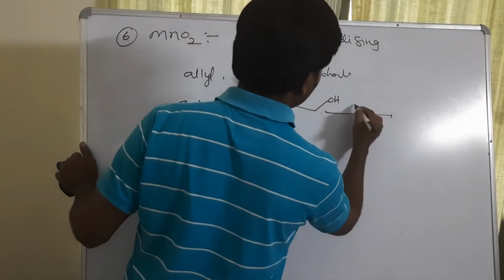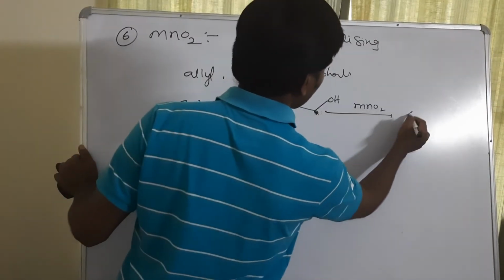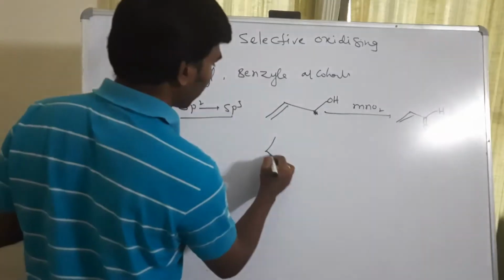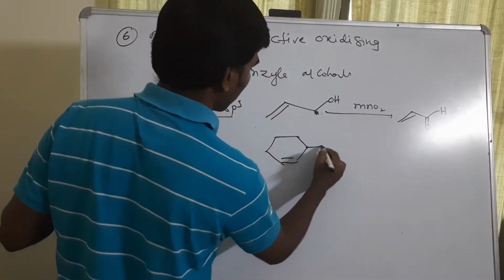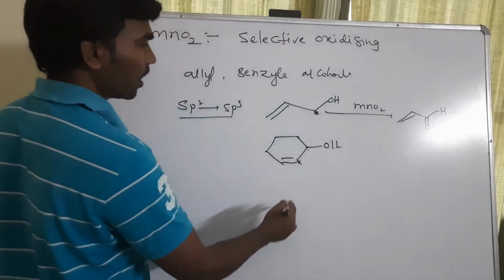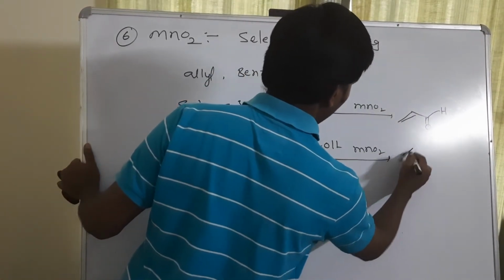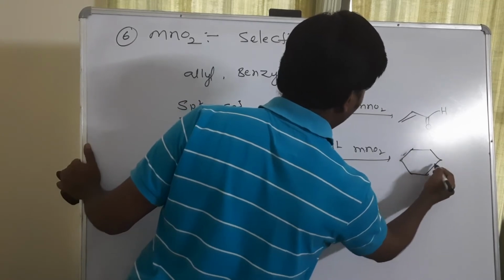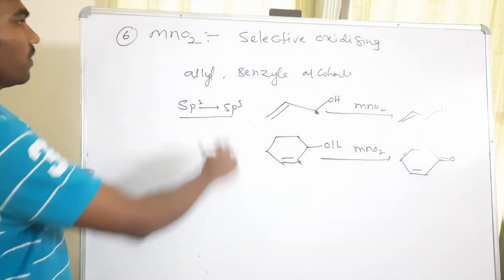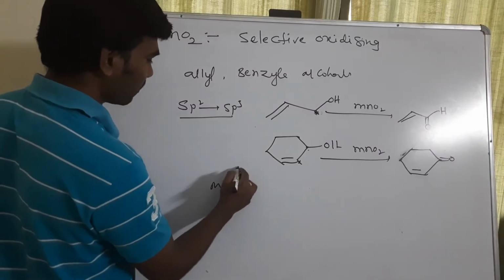If I take MnO2, this allyl position will get oxidized, and it is going to form C=O. Taking another example, again you see this sp2 carbon and this sp3, so this is the allyl position. If you take MnO2, it is going to form a C=O here. The double bond will not oxidize, only the allyl position. That is why we call this a selective oxidizing agent.